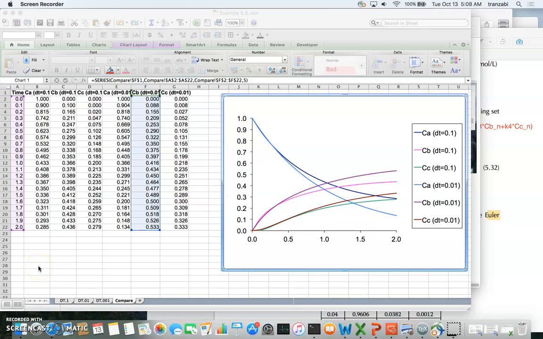Okay, this is part 2 for solving differential equations in the form of a system. So we had a system of differential equations. We look at, I think, example 5.5 in the textbook. It's the reaction rate with 3 species.